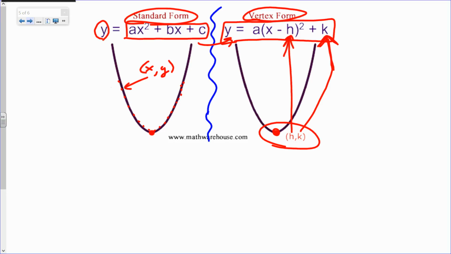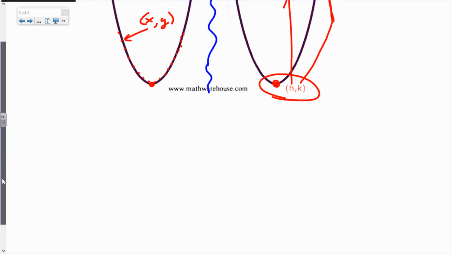I'm going to throw one example at you right now, the one from warm-up, which we already solved. Remember, we solved it by completing the square. We're going to use a warm-up example, and I'm going to show you how to go from here, standard form, to vertex form. Just one example. Stay with me. Here we go. Here's example 1.